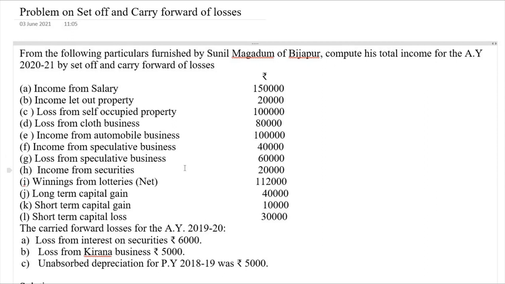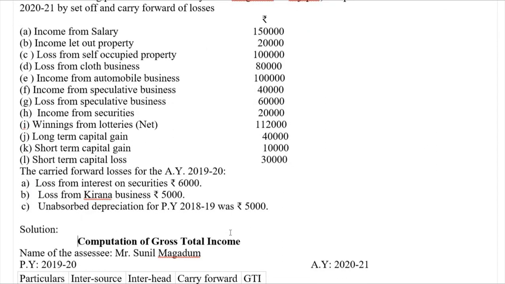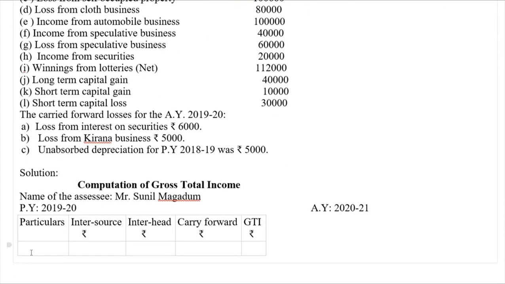Then income from securities rupees 20,000, but we have got a loss from interest on securities which can be easily adjusted. Winnings from lotteries, it is to be crossed out here. Long-term capital gain given as rupees 40,000 and short-term capital gain given as rupees 10,000. There is a short-term capital loss rupees 30,000. So this short-term capital loss can be adjusted either against long-term capital gain or the short-term capital gain here. So now let's work out here.